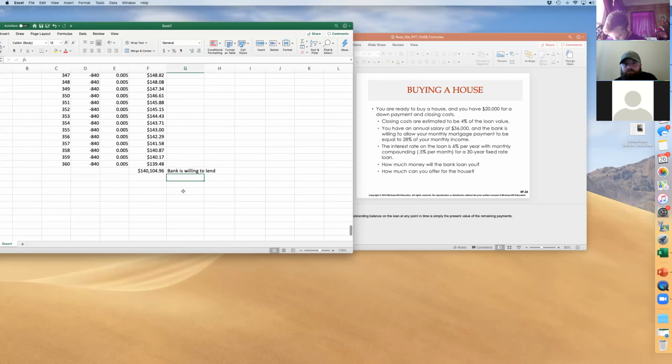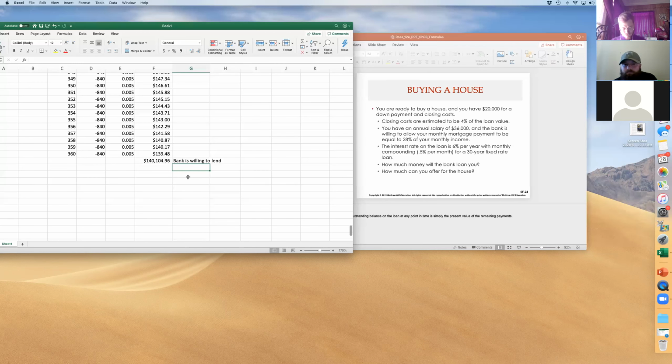That amount. Okay, so now we have closing costs, the next thing we need to address. The loan amount is going to be $140,104.96. The closing cost, they tell us in the problem, is going to be 4% of that loan value. So I'm just going to take 0.04 times 140,104.96. The bank is going to require $5,604.02 worth of closing costs, right? So just 4% of the loan value.